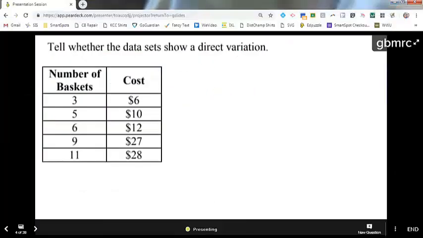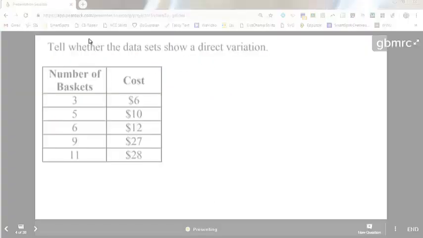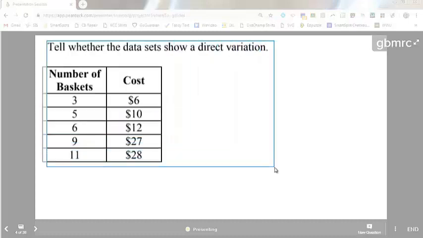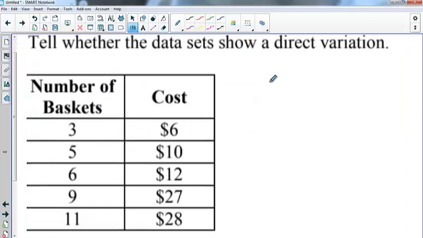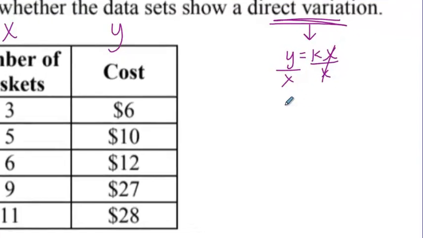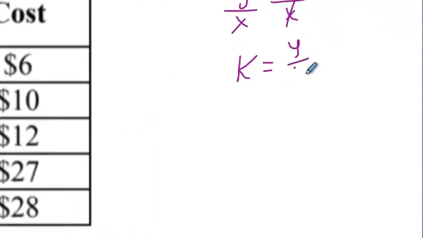Tell whether the data set shows direct variation. So I'm going to put this on the other thing so I can write on it. Okay, so direct variation looks like what? It's y equals kx. So what does this column represent? And this one? Y. So if I want to know what k is, how would I get k by itself in this equation? Divide by x on both sides. So I could find k by saying y divided by x.